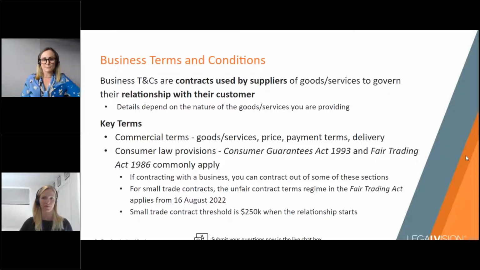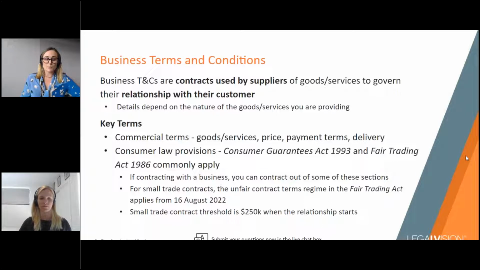Regardless of the type of agreement you have, you will need to include some key commercial terms. You obviously need to specify what the goods and services are that you're providing, the price that is payable for those goods and services, payment terms, so when you get invoiced and when the customer pays the invoice, as well as delivery terms. If you're providing goods, when do you expect to deliver those goods? Do you have any time frames? Are they estimates, or are they guarantees that you're going to meet those time frames?